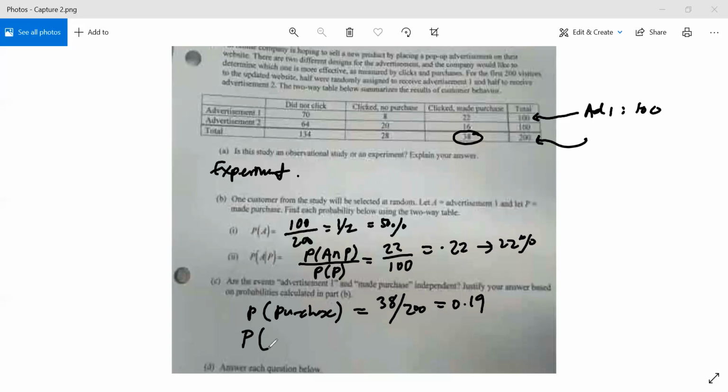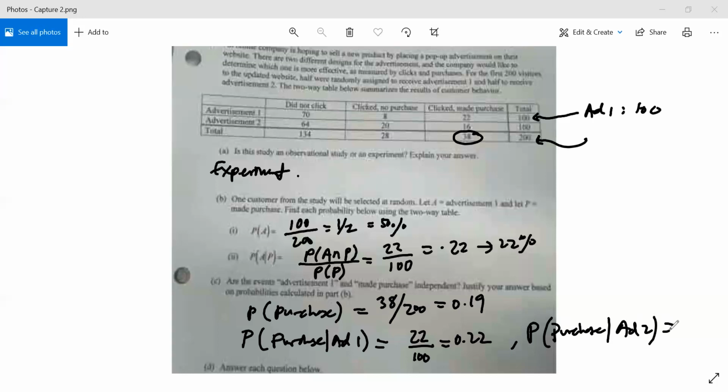And if you look at the probability of purchase given add 1, that's purchase and add 1, 22 divided by 100, which is 0.22. And if I look at the probability of purchase given add 2, that is 16 divided by 100, which is 0.16, right? Because add 2 and purchase is this number.